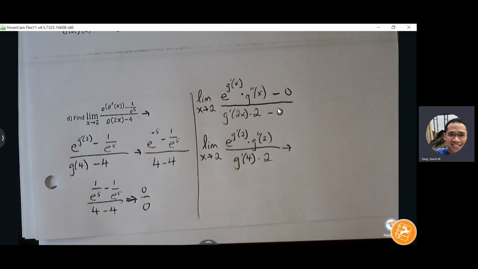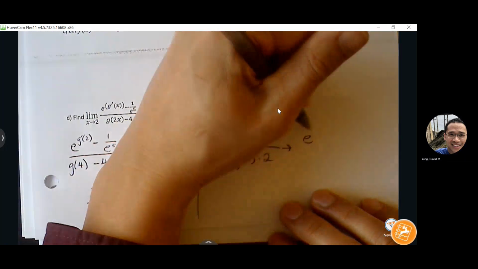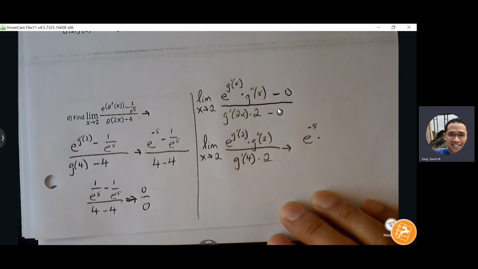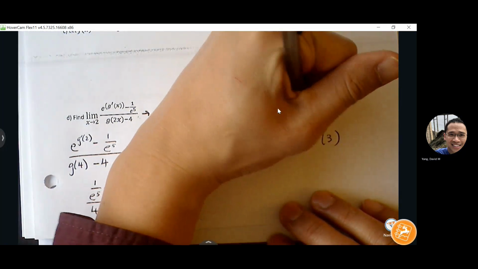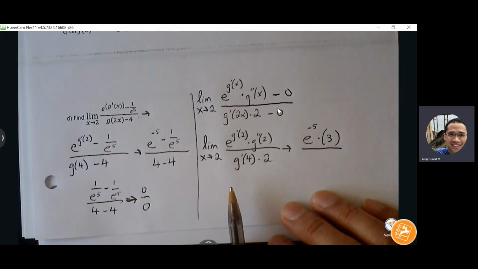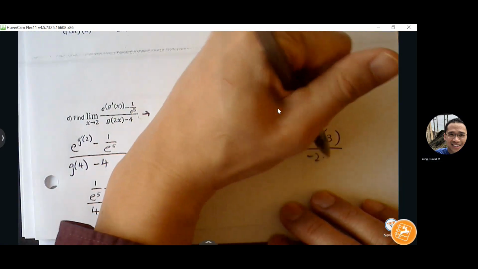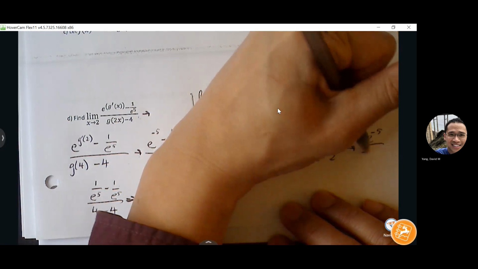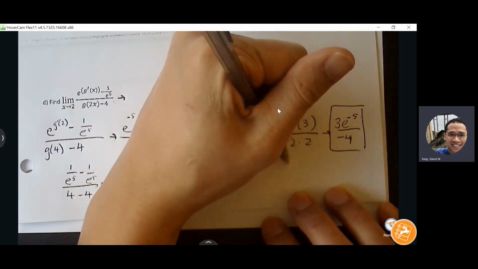Again, G prime of 2 is -5. G double prime of 2, we look at our table, it's 3. G prime of 4, -2. So this is fine, or you can bring that e down to the bottom.